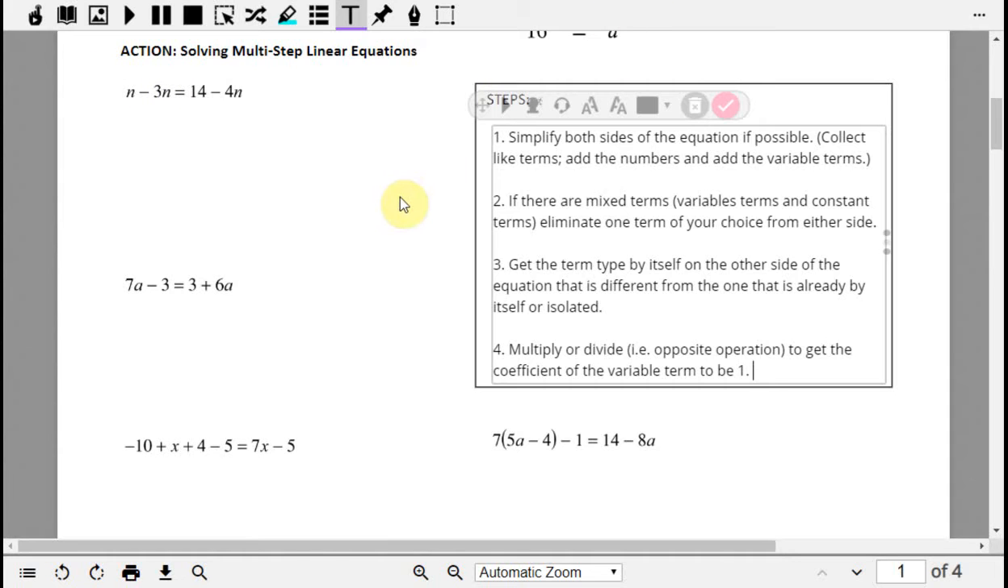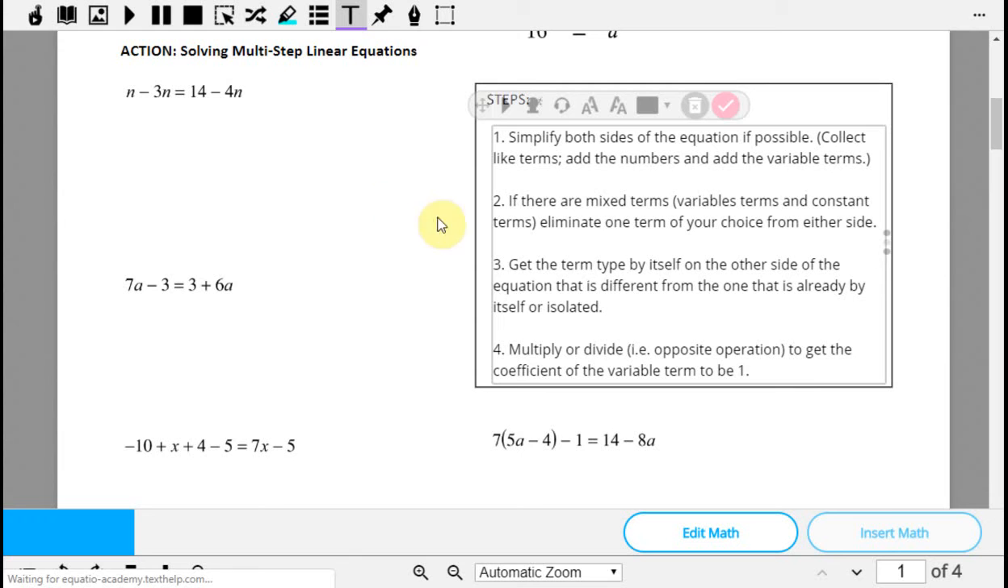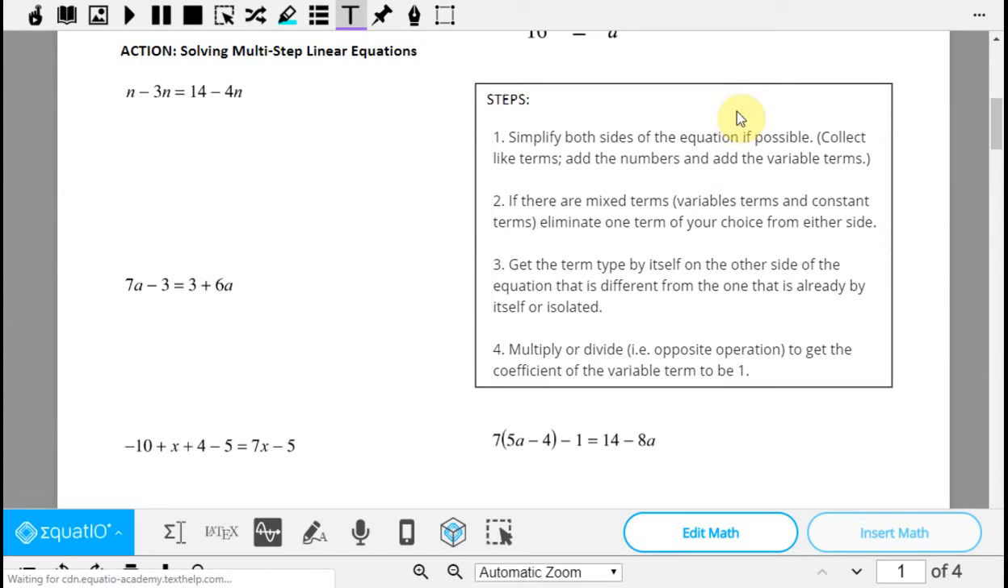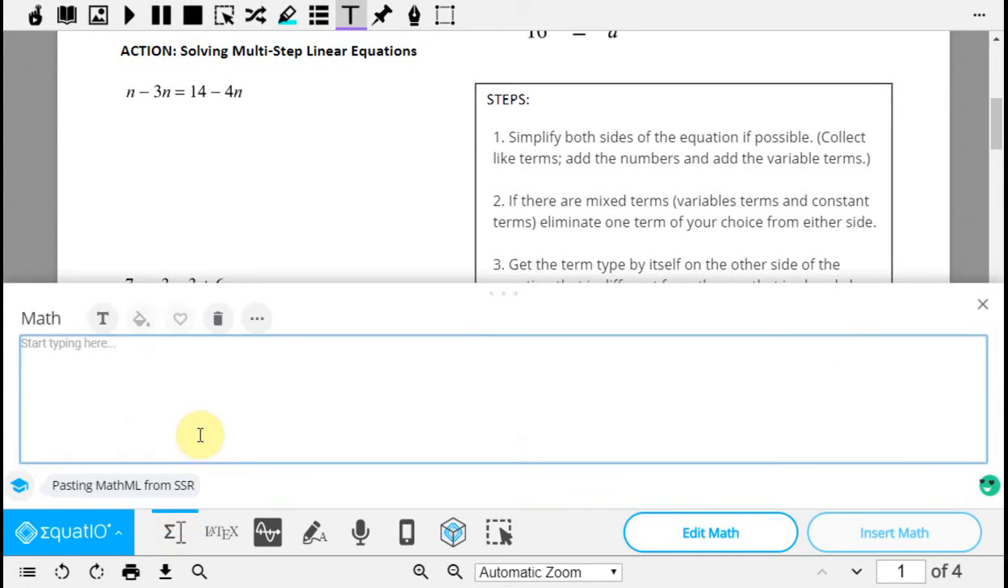So I'm going to start up Equatio again. And we're going to follow these steps that we just listed. So looking at this equation, we're going to enter that one in. n minus 3n is equal to 14 minus 4n.